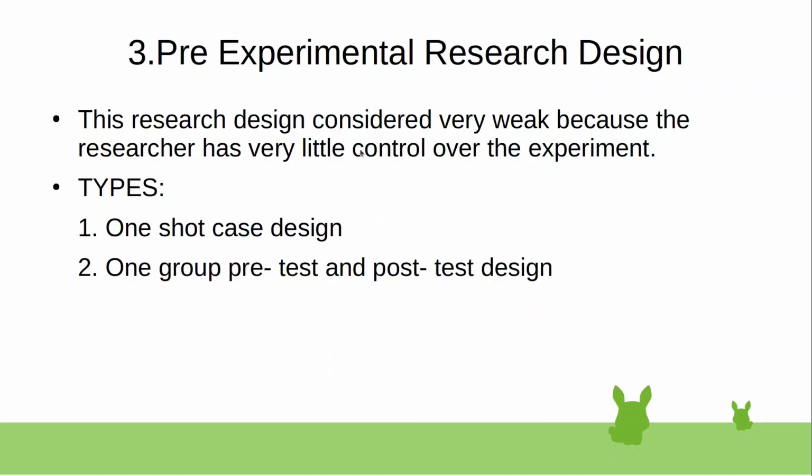Next, after true experimental design and quasi-experimental design, the third type is pre-experimental research design. This research design is considered very weak because the researcher has very little control over the experiment. The types are one shot case design and one group pre-test and post-test design.